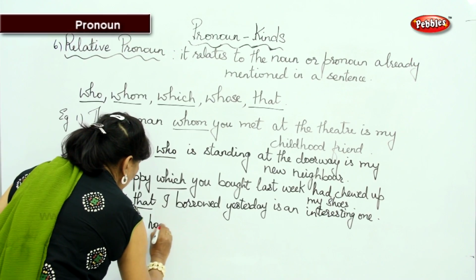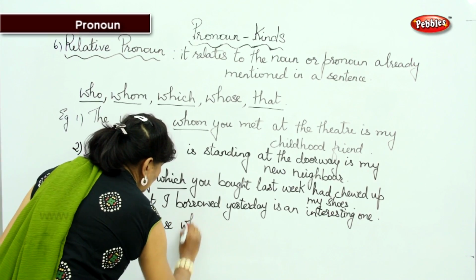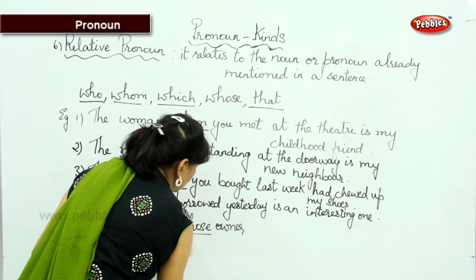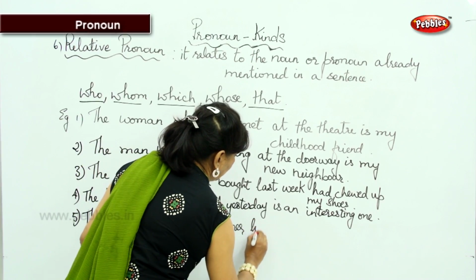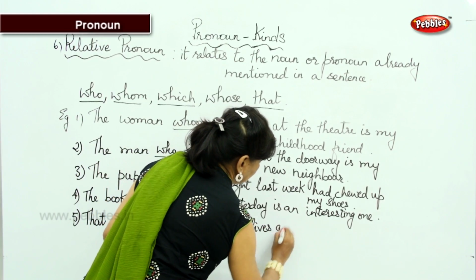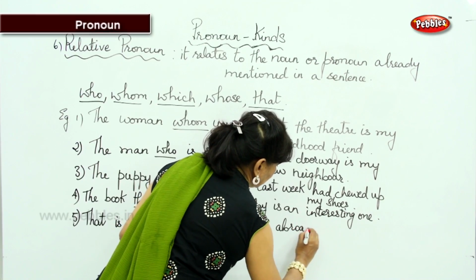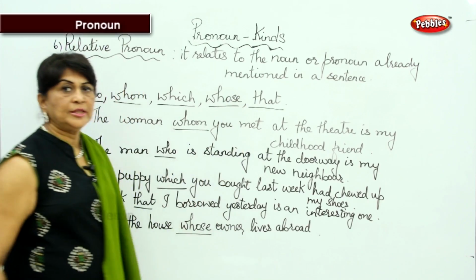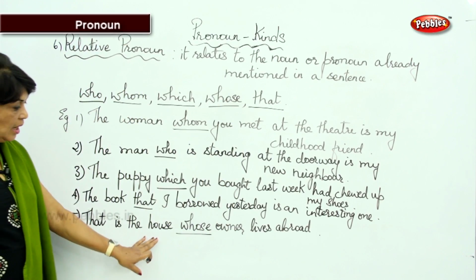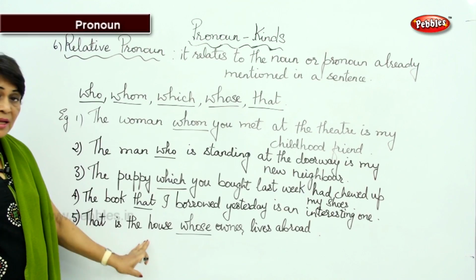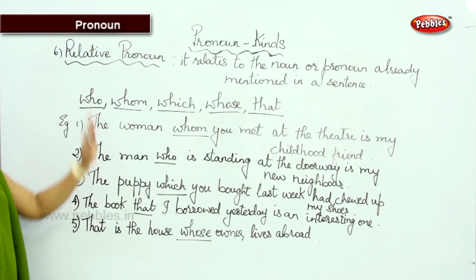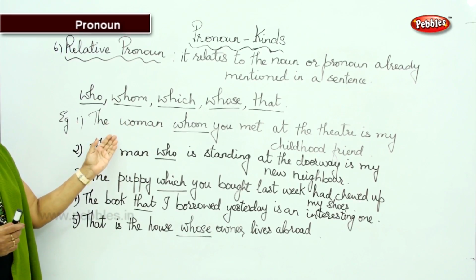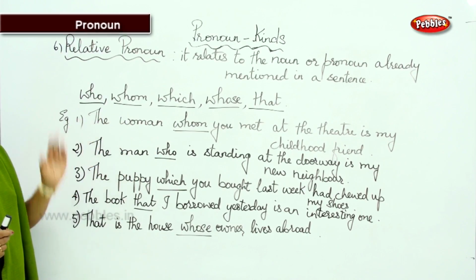That is the house whose owner lives abroad. Okay. Now we have finished whose also. That is the house whose owner, that is the house's owner. See, everywhere in these sentences, the relative pronoun refers to the noun or the pronoun mentioned in the sentence.